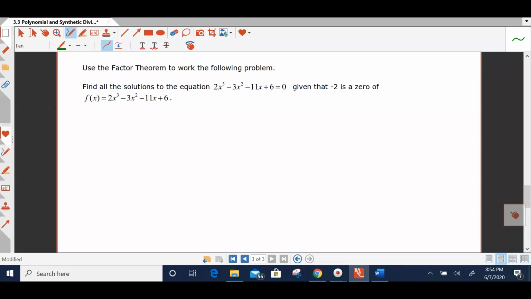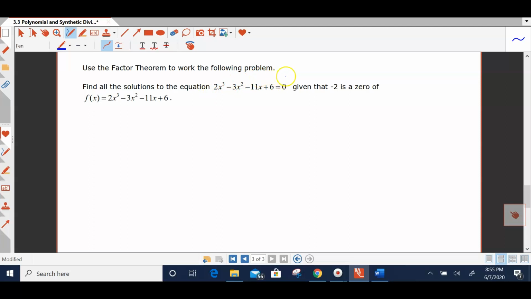Okay, I want to find all the solutions to this equation here. Let me go back to my blue. Okay, well, the fact that it's a degree of 3 says I'm going to have 3 solutions. They are giving me a head start. They're saying that -2 is a 0 of the function f of x equal to that equation.